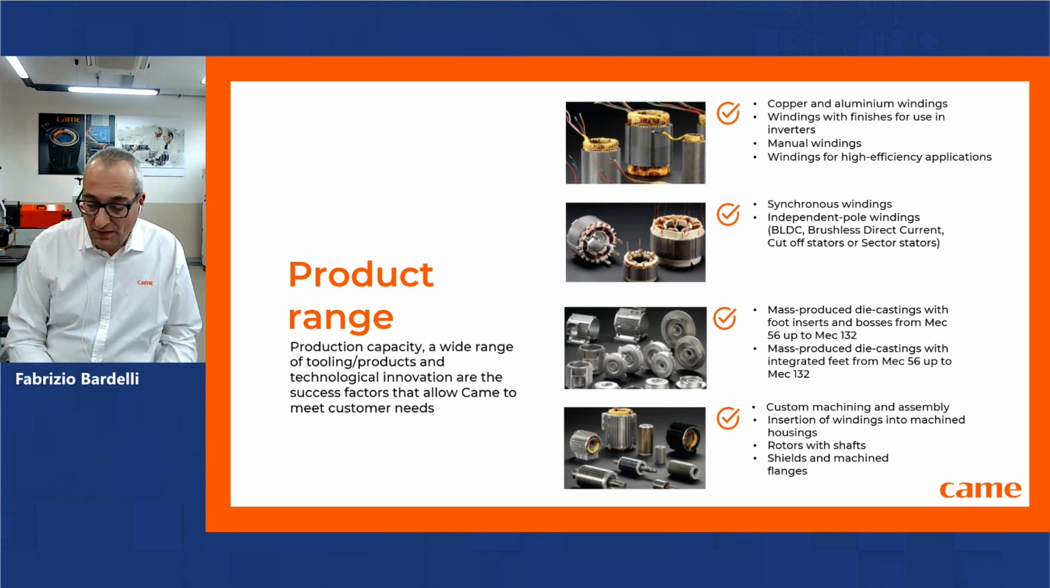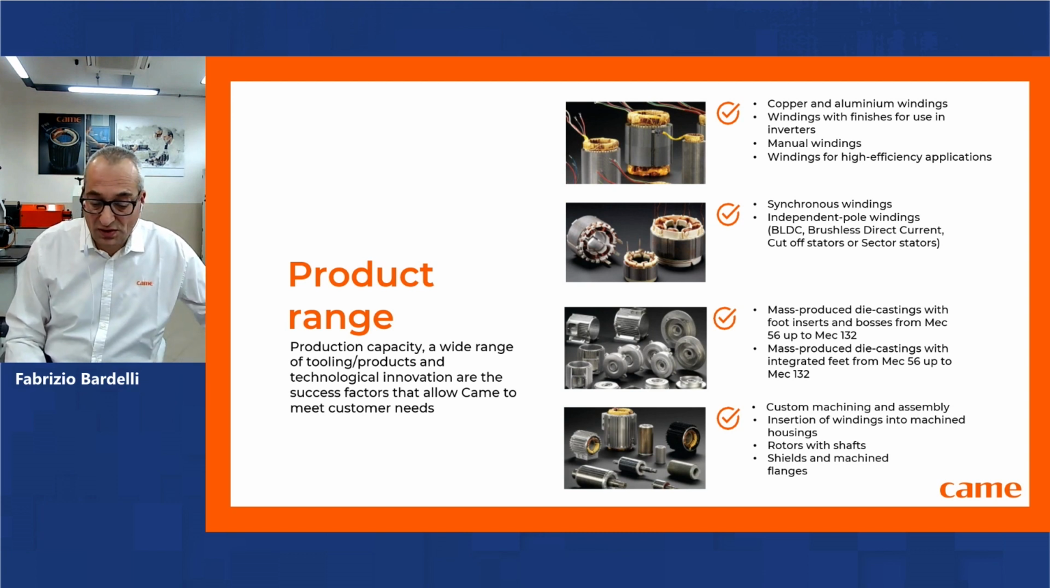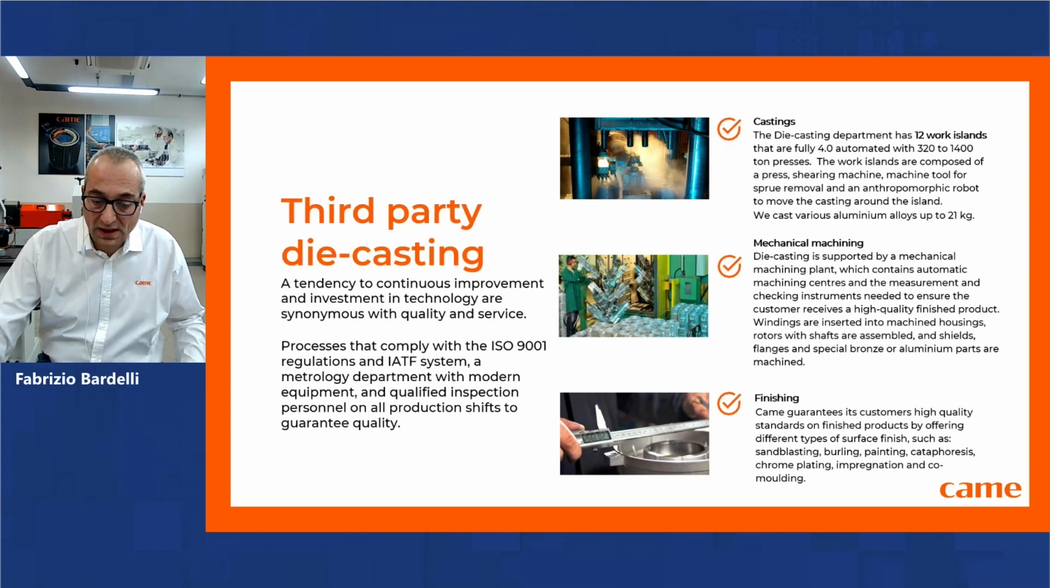We also have a very important division for aluminum die-casting, and we produce the whole range for electrical motors from size 56 up to size 132. We also manage the machining, so we can supply the complete components, the complete stator in the housing, already machined and ready to be assembled, as well as the rotor, including the shaft.